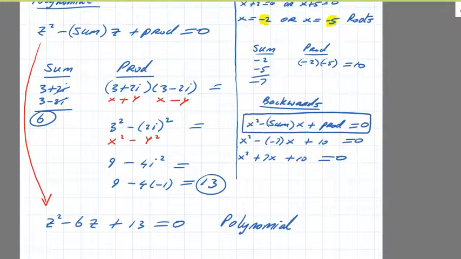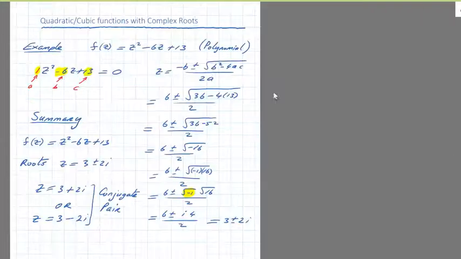That was the original formula that we started off with. Z squared minus 6z plus 13. Let's just check our answer. There it is. Z squared minus 6z plus 13.